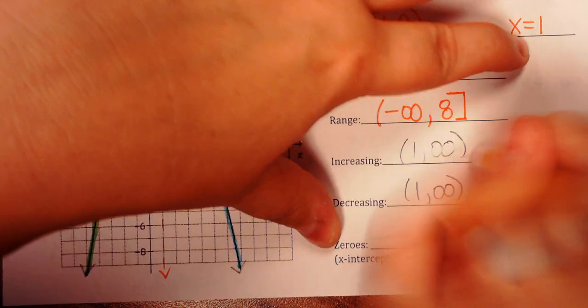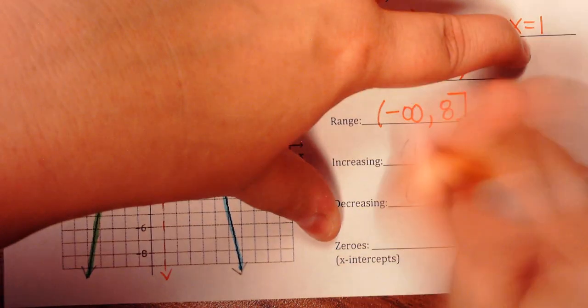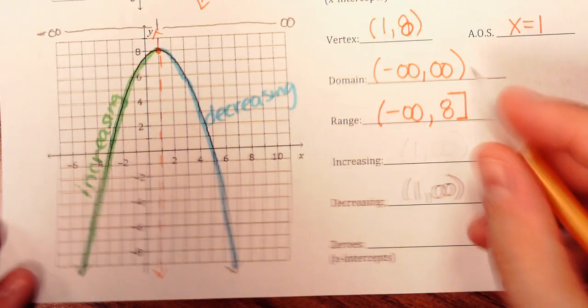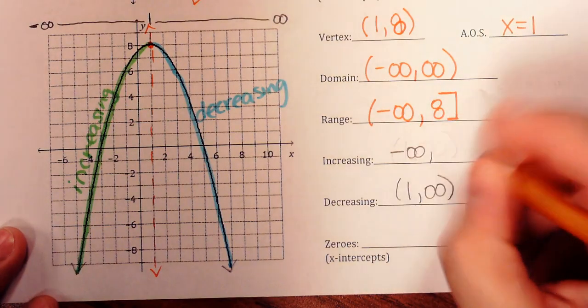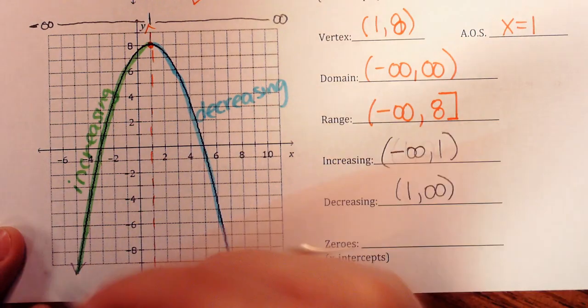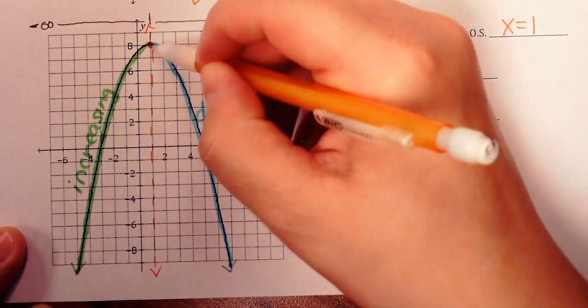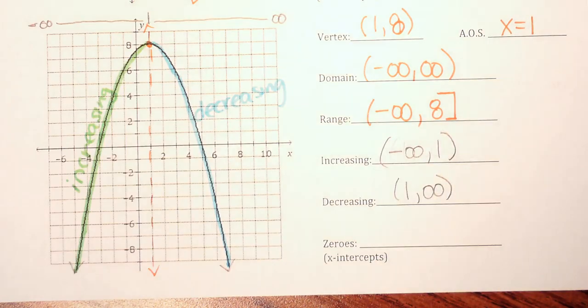Sorry guys, I gotta back up. My increasing, I was doing the decreasing. Increasing is negative infinity to 1. This is increasing because I'm going up. This is decreasing because I'm going down.